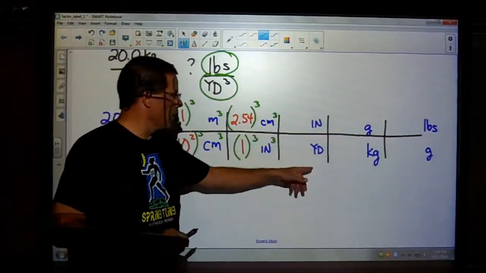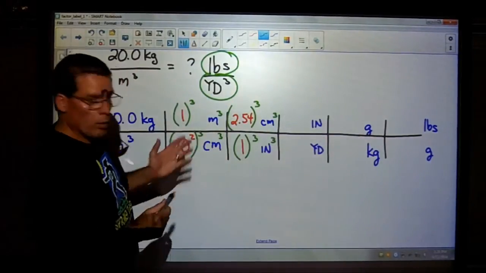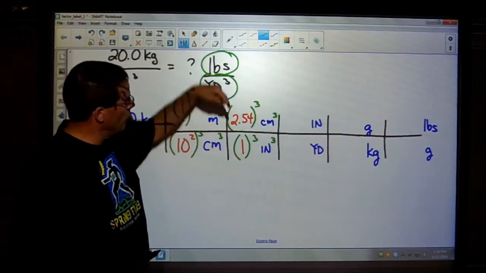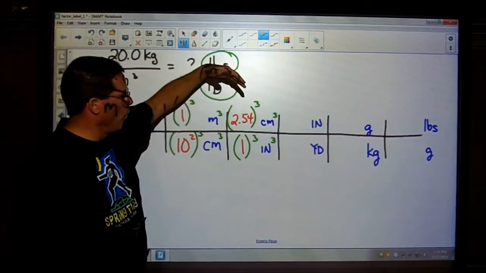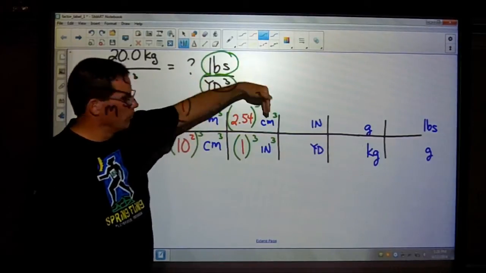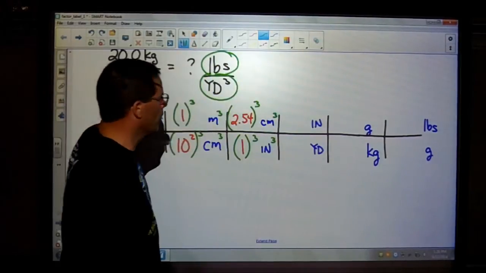Well, I'm not done yet. I've got to go one more step. And what this is saying is that if I have 1 inch cubed, that means I have 2.54 cubed, however many that is, centimeters cubed. We'll find that out here in a moment.